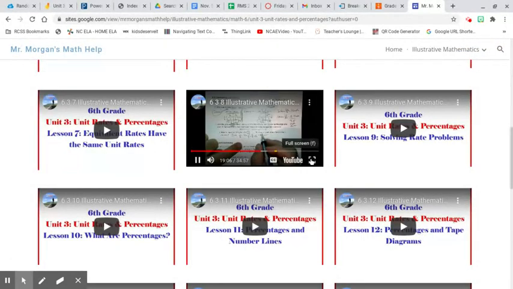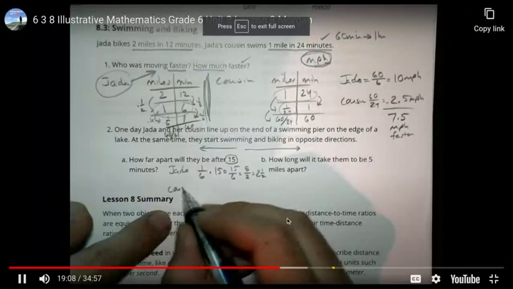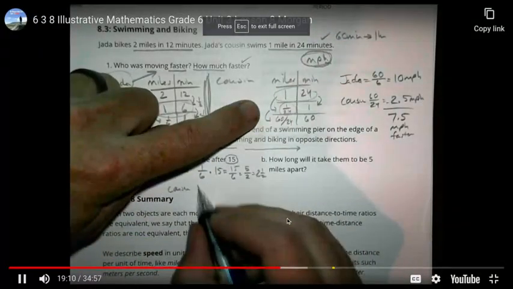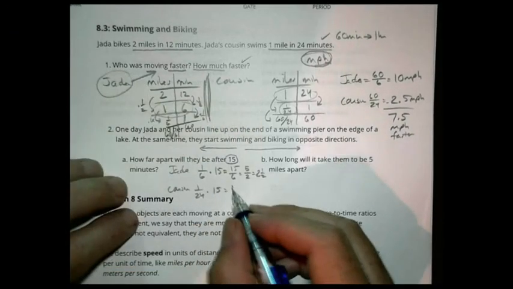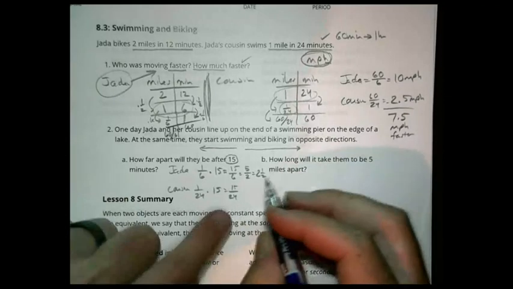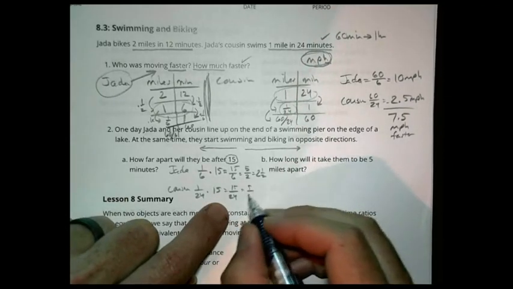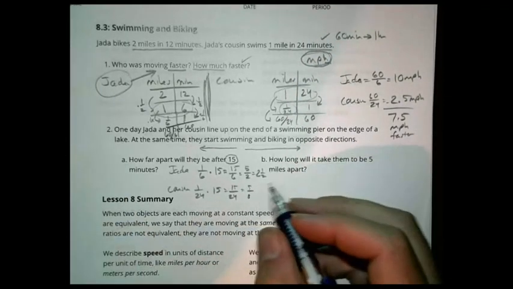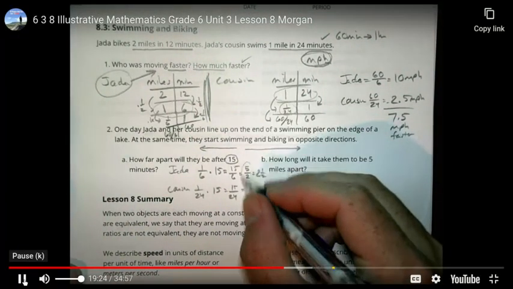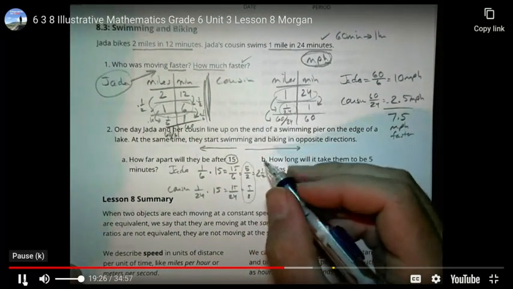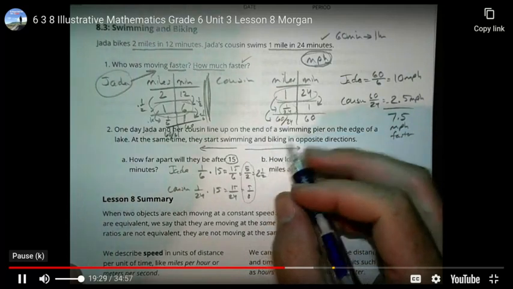For the cousin, he's going 1/24 for 15 minutes. So you end up with 15/24. 3 goes in here 5 times. 3 goes in here 8 times. All right. And so in terms of how far apart they are, now we have to combine 5/2 and 5/8. Okay. So we can do.